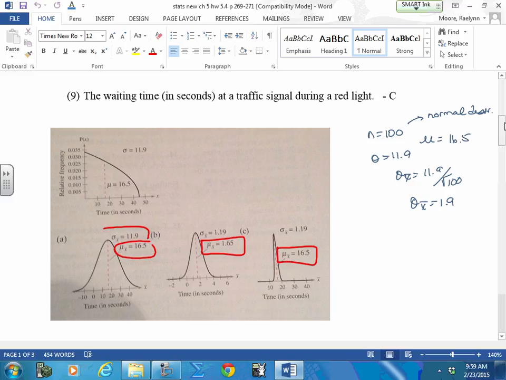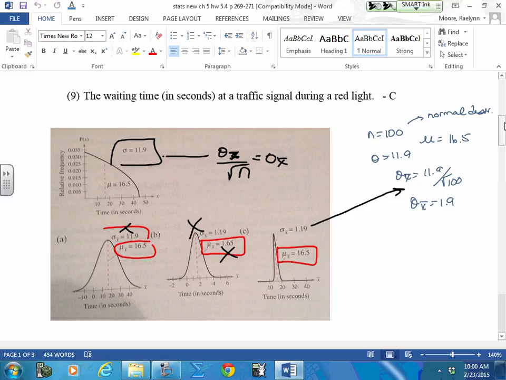Your standard deviation started out at your population 11.9. Your standard deviation has to change. Your mean stays the same, so automatically it can't be the one with a different mean. Now, your new standard deviation has to be your standard deviation over the square root of n. So it can't be the original one. It's this one because it's divided by the square root of 100, which is 10. It just moved your decimal point one place.